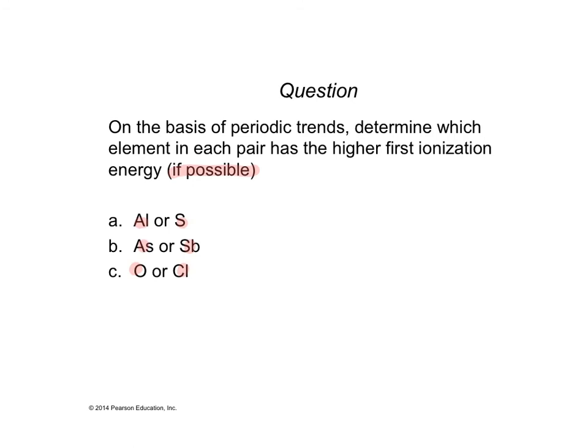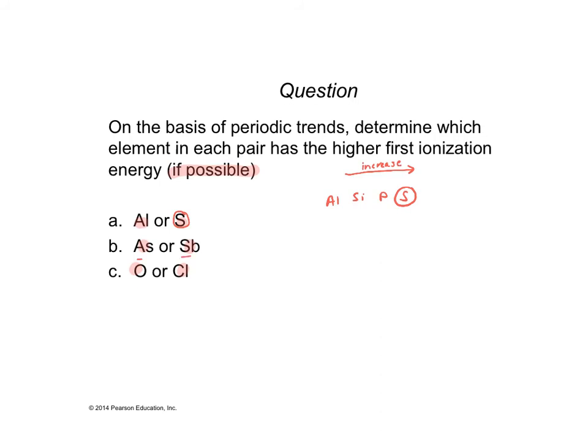Okay, so who's going to have the higher first ionization energy, aluminum or sulfur? We look at the periodic table. Aluminum is in row 3, right at the beginning of the p block. It goes aluminum, silicon, phosphorus, and then sulfur. Sulfur is in the same row, but it is 3 elements over. Our trend for ionization energy, in general, is an increase as we move from left to right. Because of that, sulfur would have the higher first ionization energy. All right, so then we have arsenic versus antimony, which is these two.